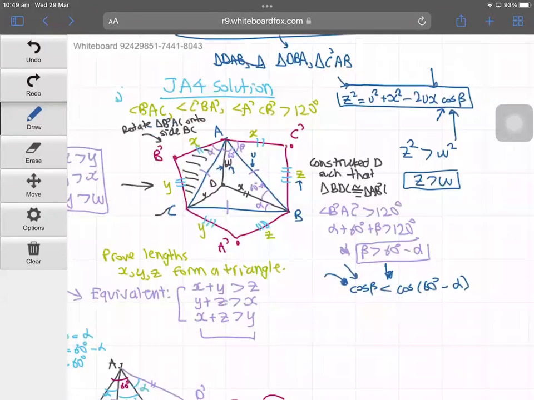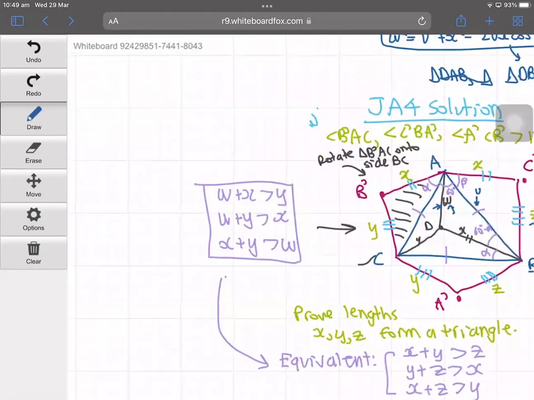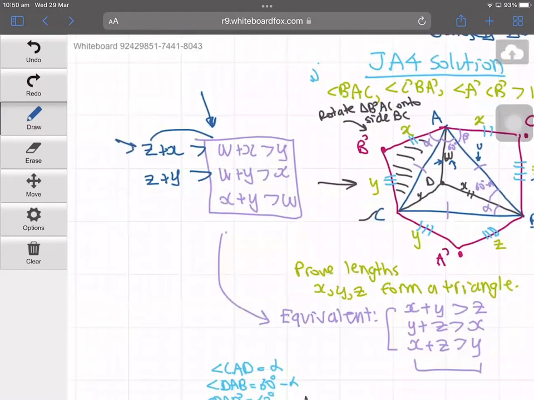So now, since we know that Z is greater than W, we can apply it to these inequalities here. So it means that Z plus X is greater than Y because Z is greater than W, and Z plus Y is greater than X. Using this, we've gotten 2 of the inequalities we need. So this is the only one we don't have.